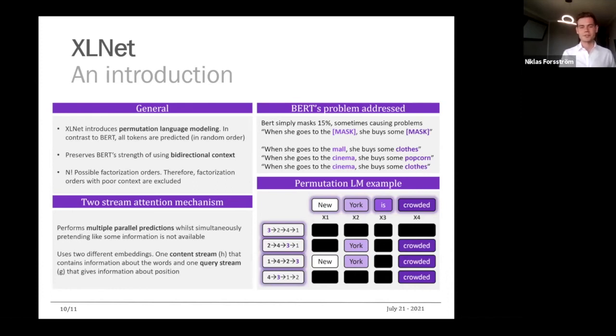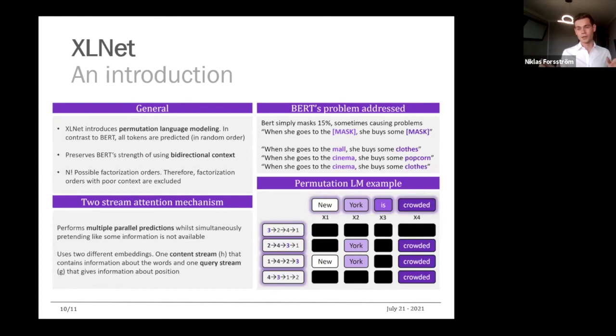If we have a sentence where we mask two words, for example, when she goes to the mask, she buys some mask, that could be replaced in a number of ways. One example would be when she goes to the mall, she buys some clothes. Another one might be when she goes to the cinema, she buys some popcorn. Both of those make sense from a syntax or semantics point of view. But we could also get something like when she goes to the cinema, she buys some clothes, which doesn't really make sense.